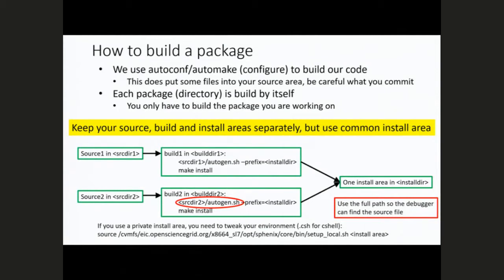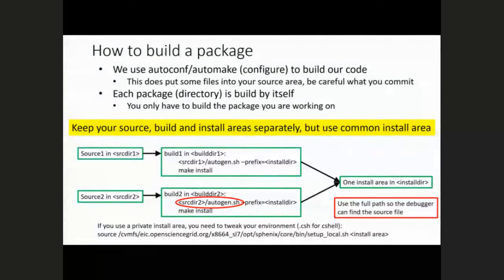If you have another package, you basically make another directory, another build directory, call this again, and it goes in the same install area. In the examples, you always see that I'm basically doing a ./autogen with the full path. If you want to use the debugger, you have to give it the full path, otherwise the debugger can't find your source file.